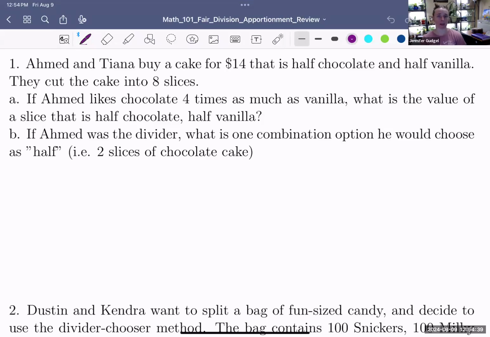Ahmed and Tiana buy a cake for $14 that's half chocolate and half vanilla. They cut the cake into 8 slices. All right, we've got our cake. We've got 8 slices. It's half chocolate and half vanilla. This cake is worth $14.